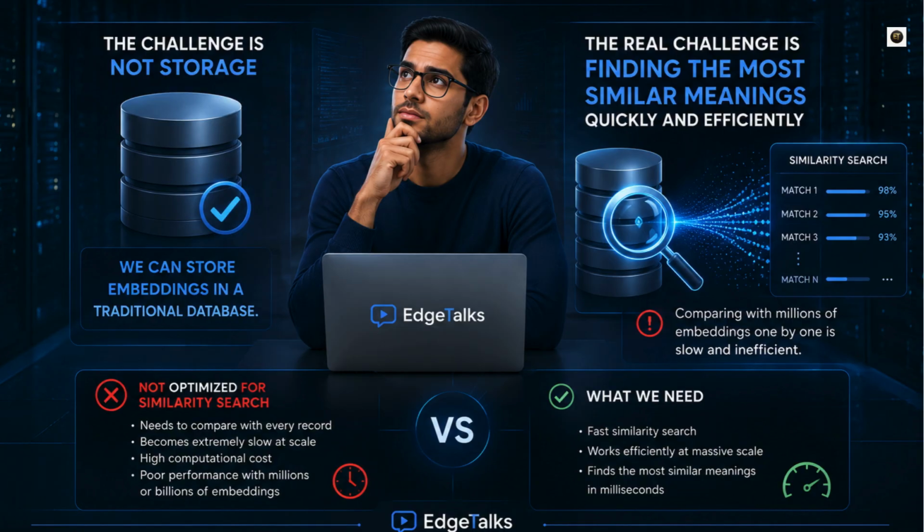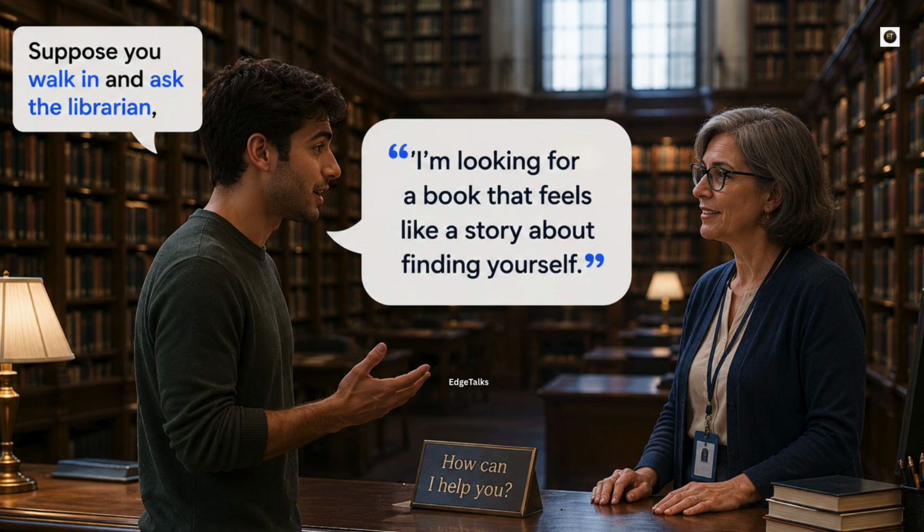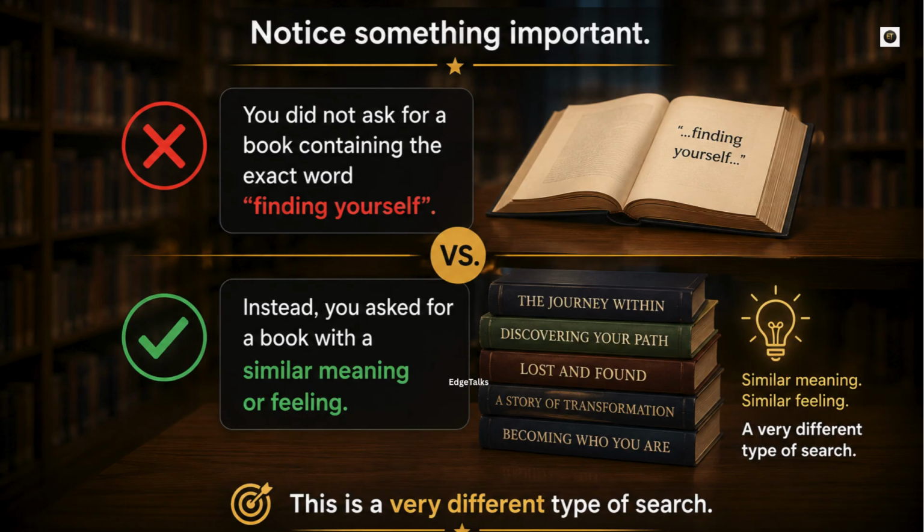We certainly can store embeddings in a traditional database. The real challenge is not storing them. The real challenge is finding the most similar meanings quickly and efficiently. Let's understand this with a simple example. Imagine a library containing 10 million books. Now suppose you walk in and ask the librarian, "I'm looking for a book that feels like a story about finding yourself." Notice something important. You did not ask for a book containing the exact words "finding yourself." Instead, you asked for a book with a similar meaning or feeling. That is a very different type of search.